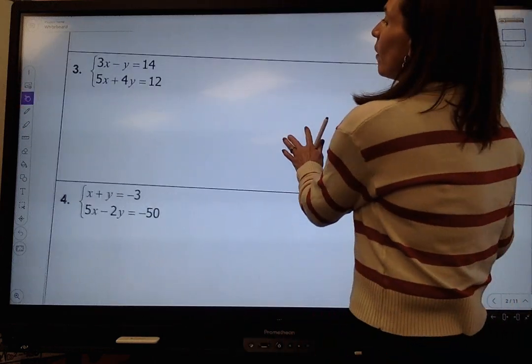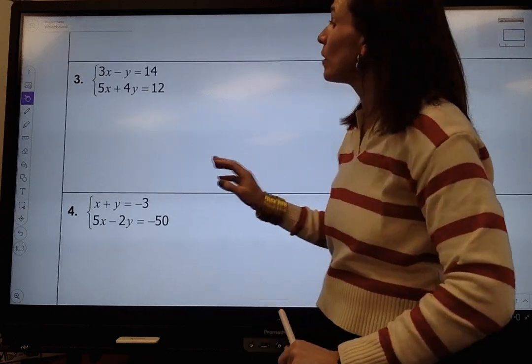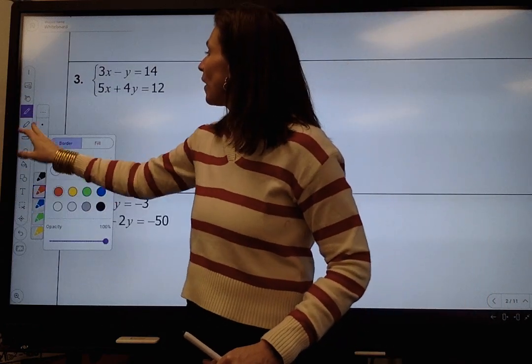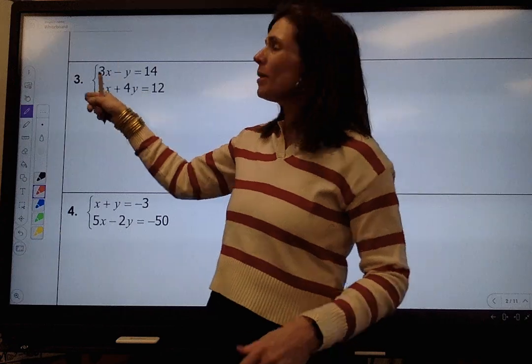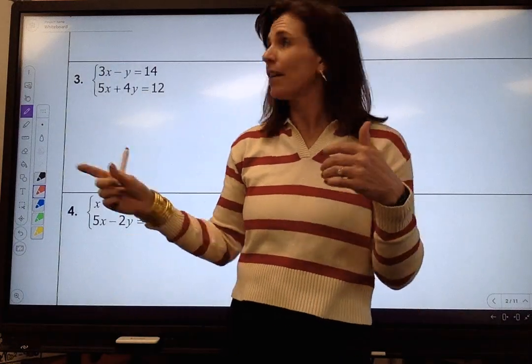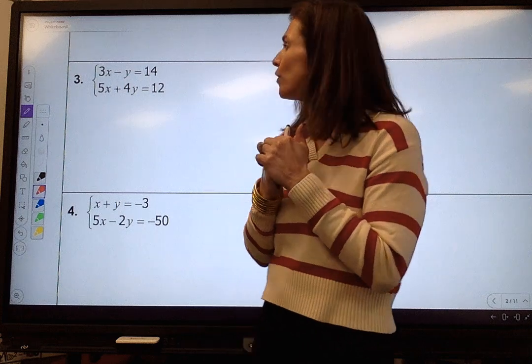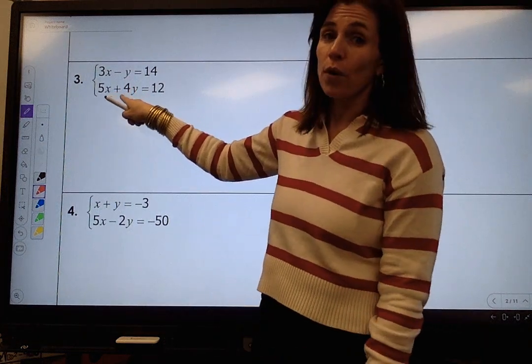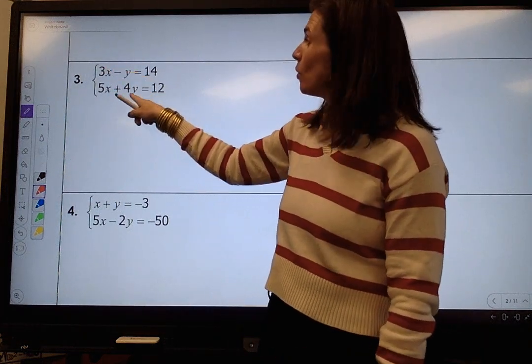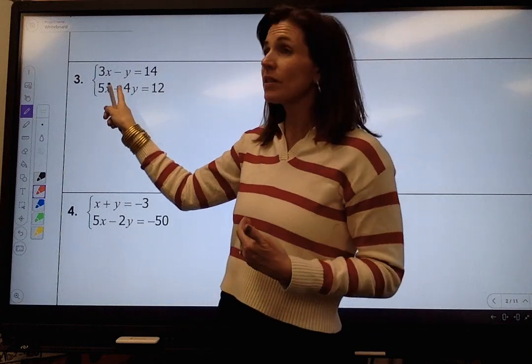All right? Now, there's going to be an easy one to do. So if I look here, I don't want to mess with my x's because then I'd have to multiply the top one by negative 5, the bottom one by 3 to create that common coefficient. This bottom one is 4 and this top one is negative 1.